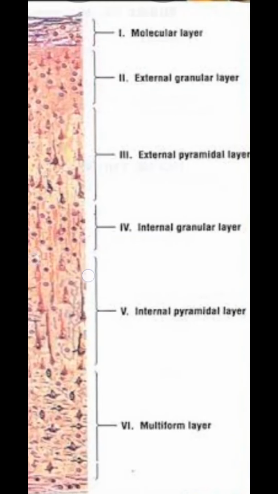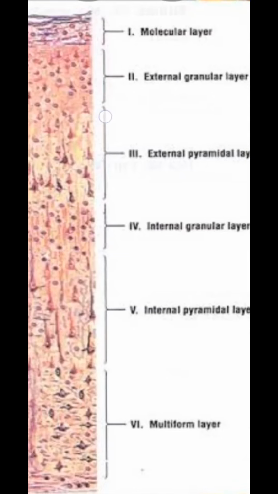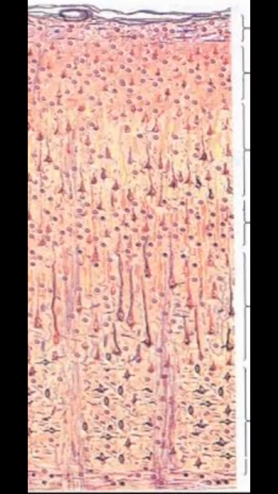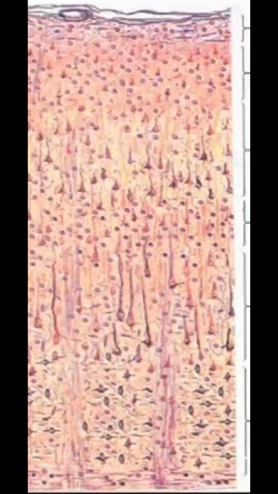Then comes the third layer, that is the external pyramidal layer. So first was the external granular, then the external pyramidal layer, and in this layer you can see that it is composed mainly of medium sized pyramidal cells, which increase in size from the external border to the internal border of the layer. Some granule cells and Martinotti cells are also found in them.